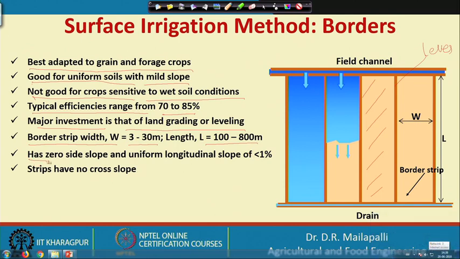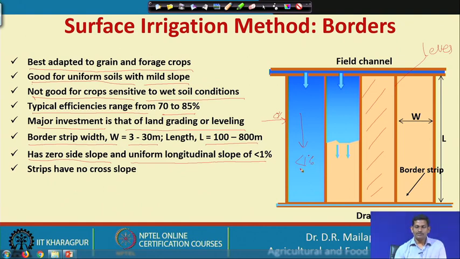Okay. So, it has 0 side slope and a uniform longitudinal slope of less than 1%. So, the side slopes are nearly 0%, whereas there is a mild longitudinal slope that is less than 1%, and the strips have no cross slopes. These are called strips. The strips do not have any cross slopes.